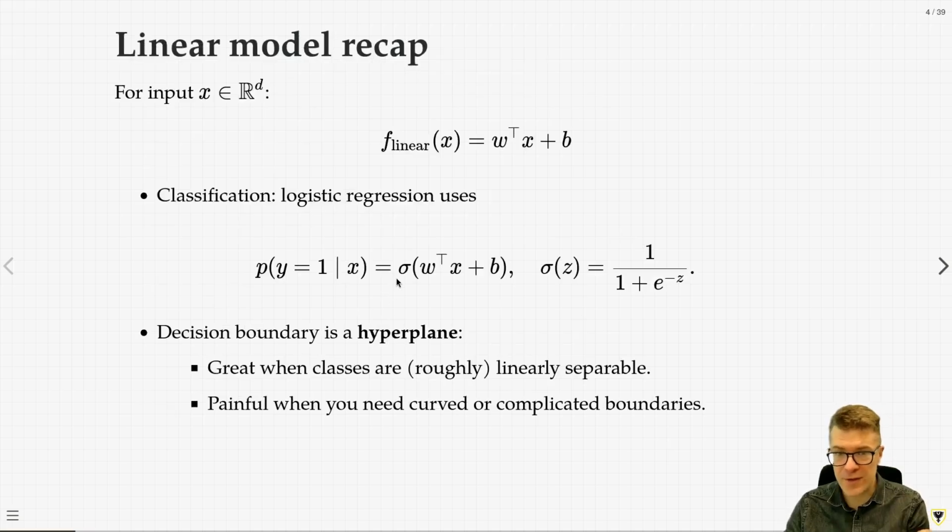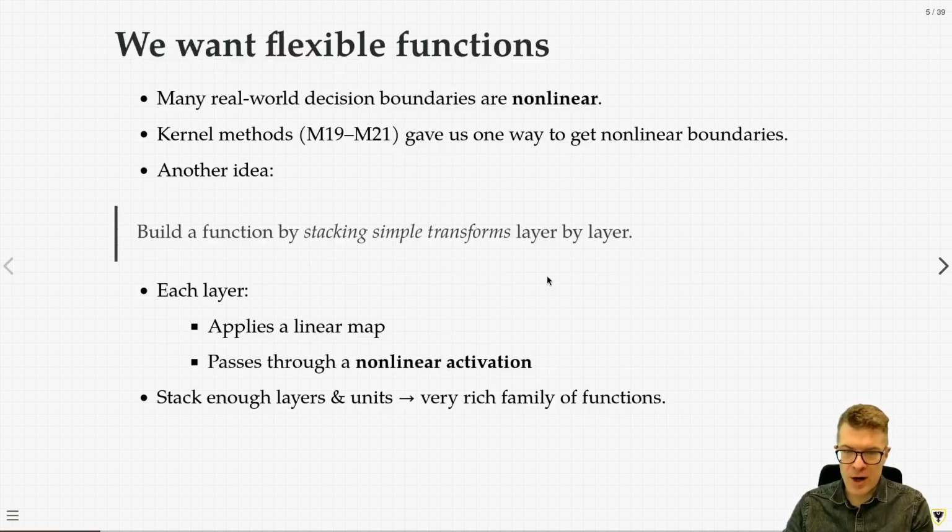You can see from the previous slide right here that this is very similar to what we've been doing with good old-fashioned logistic regression. We have a linear function, and that linear function is passed through a nonlinear function, a nonlinear transformation. That's all we're going to be doing again with these neural networks. But if we stack a lot of these things on top of each other, we ought to be able to get a very rich family of functions.